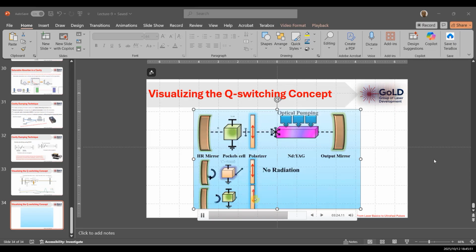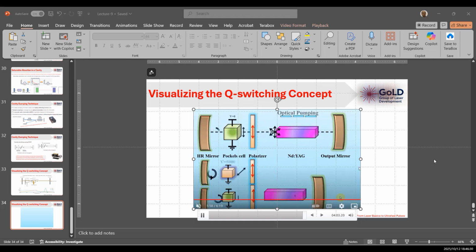Actually, this is how, when the polarization is changed, there is no radiation, and when it is the same polarization which can pass through the polarizer, you can see it. This animation I will also upload to YouTube, so probably you can understand more. It's pretty long, and you may not understand 100% at the moment, but if you rewatch and listen to this lecture again, probably you can understand how these optical switches work.